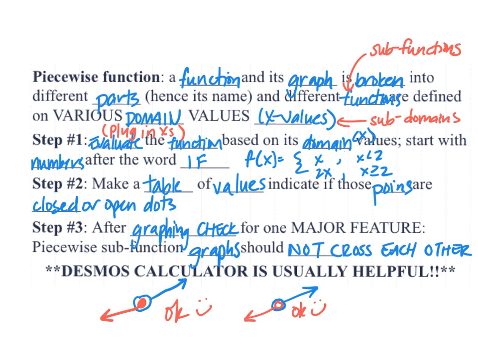However, you can never overlap 2 closed dots. They just can't exist in the same space at the same time. So this is never okay.